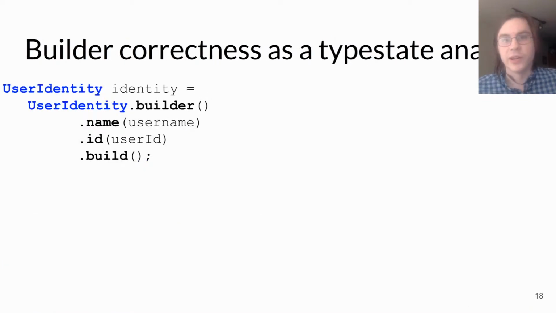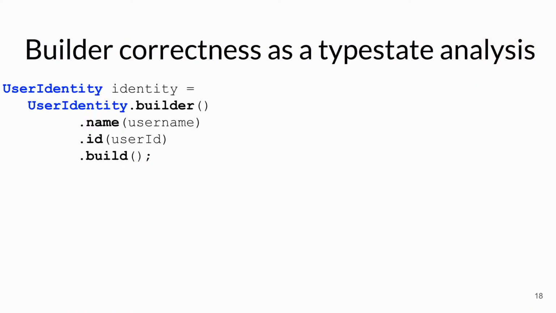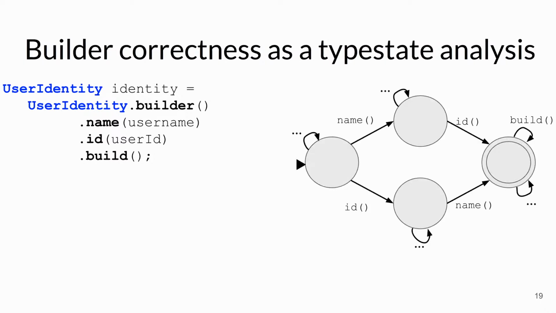So I want to now give a very high level understanding of the key insights that led us to this approach and how we actually managed to do it. So to do that, I want everyone to think about how we would implement an analysis for this as a type state analysis. So in a type state analysis, what we're going to do is construct a finite state machine that encodes the property that we need to show.